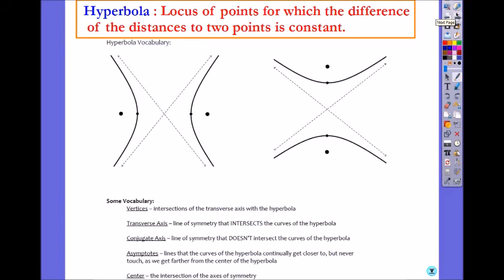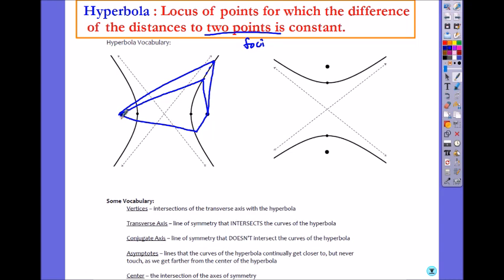A hyperbola is the locus of points for which the difference of the distances to 2 points is constant. These 2 points are called, again, foci. So any point you choose on the hyperbola will have the same difference in these two distances. Could be this, right? That. They will have the same difference.